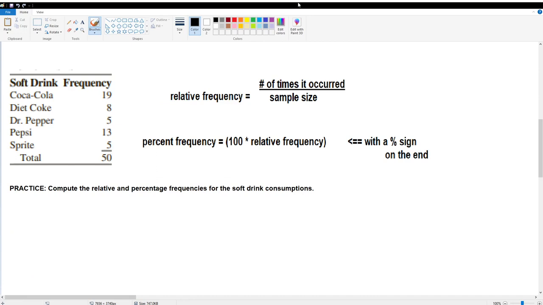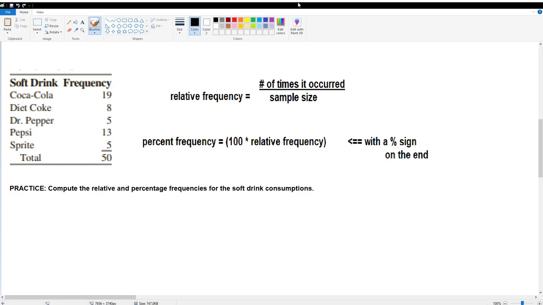So here we have relative frequency and percent or percentage frequency. Relative frequency, very simple. Take the number of times something occurred in your sample and divide it by the sample size. So for example, if we have 19 people in this table saying they prefer Coca-Cola, 50 people total, the relative frequency is 19 out of 50.